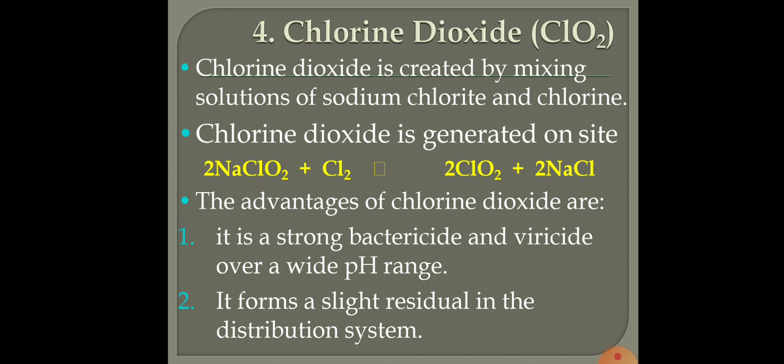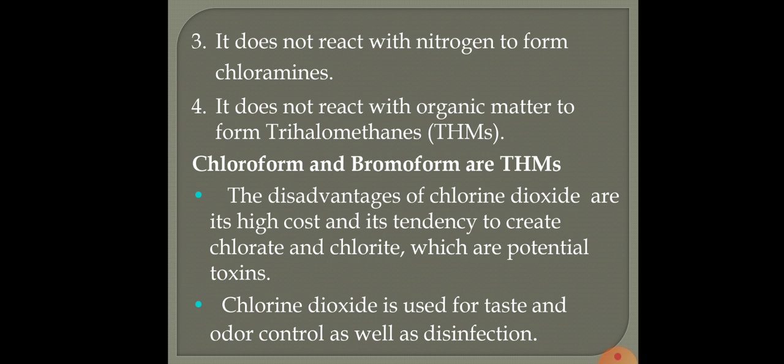Now the last one, another form of application of chlorine, is by using chlorine dioxide. Chlorine dioxide is created by mixing the solutions of sodium chloride and chlorine, and it is generated as per this equation. The main advantage of using chlorine dioxide is that it is a very strong bactericide and virucide over a wide range of pH. So for varying pH, this can be adopted, and it forms a slight residual in the distribution system.